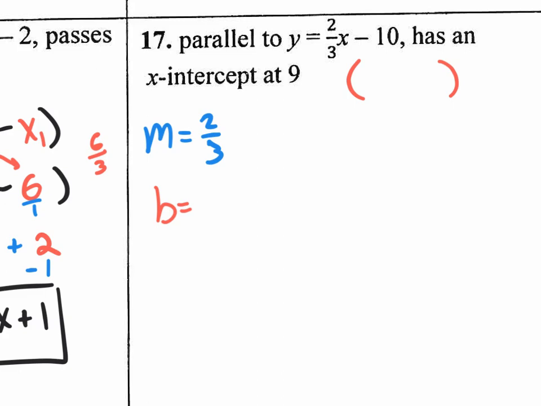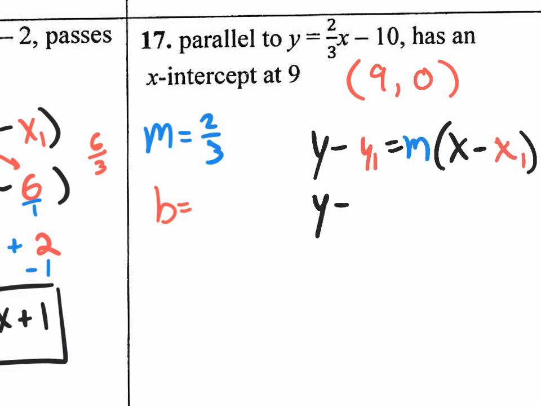So if you think about the xy plane, you go to the location of 9 on the x-axis. What is that actual coordinate? What is that actual location? 9, 0. That's right. So they give us a point. We know the slope. We'll be able to write it in point-slope form.